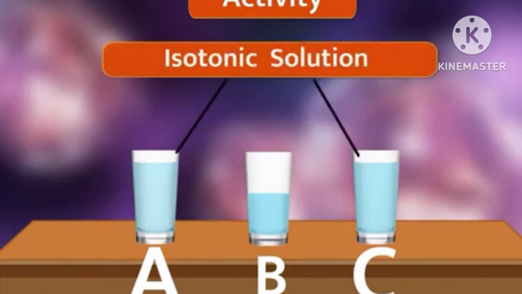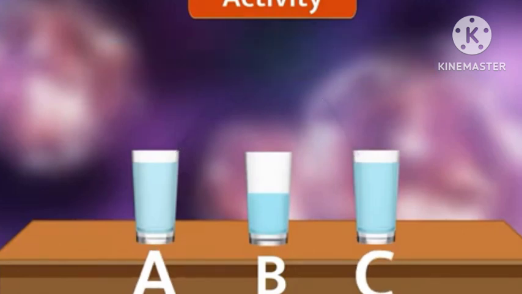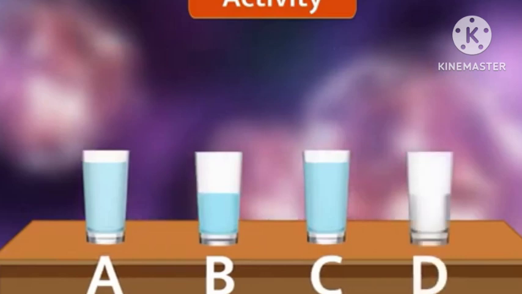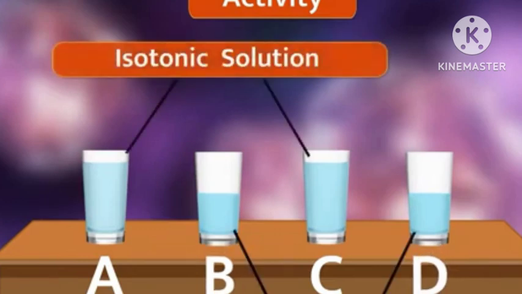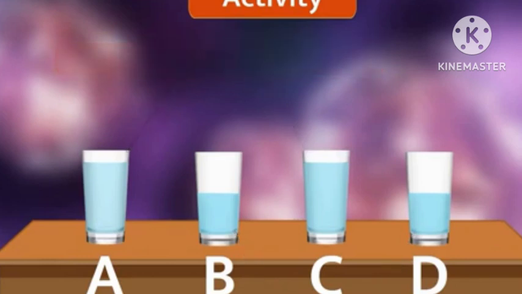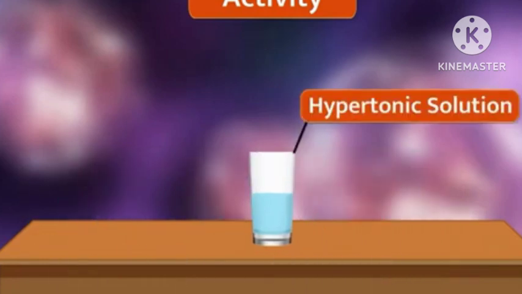Now take another beaker C which has pure water in it. Both A and C will be isotonic solutions if they have the same concentration. Now take a glass D, also fill it half. Now B and D will be isotonic since we have taken the same amount of solute and the same amount of solvent in B and D and A and C. This is about solutions. If two solutions have the same concentration, then they are said to be isotonic.